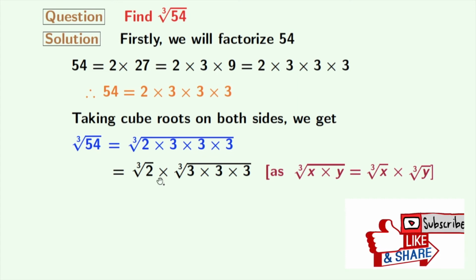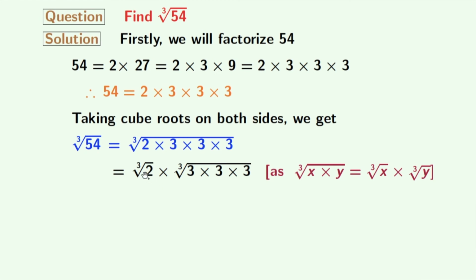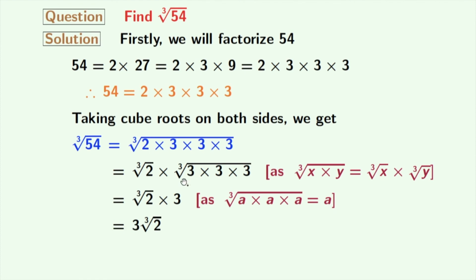The first cube root, that is cube root of 2, remains the same, and from the second cube root we get 3. In the second cube root we have used the rule of cube root of a times a times a is equal to a. Here a is 3. After simplification we get 3 cube root of 2, and this is our final answer.